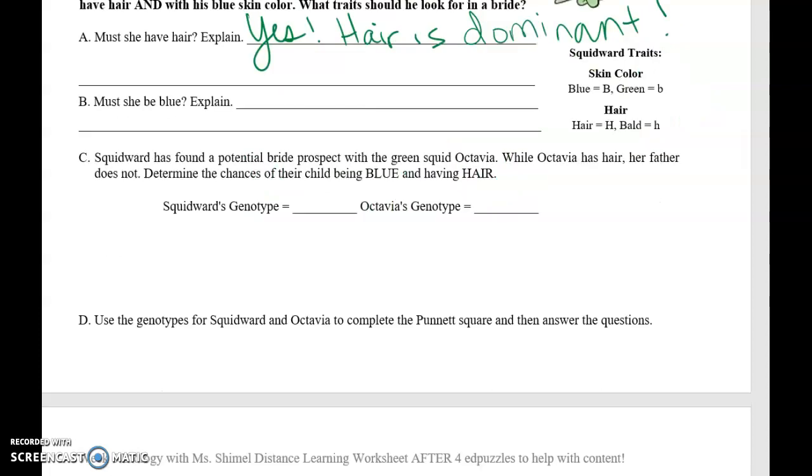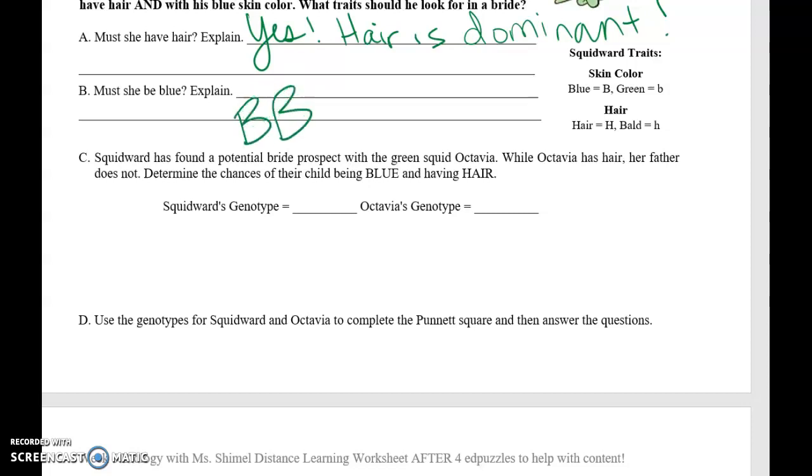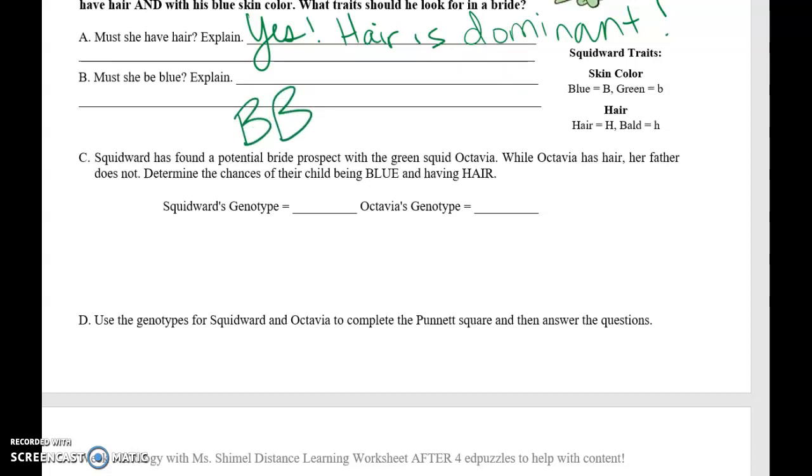I apologize because my crayon is not letting me write in the proper place at this time. But must she be blue? She does not have to be blue because Squidward is homozygous dominant. The only thing he can pass on in his sperm would be the big blue gene. So she can be blue or not. It doesn't make any difference. What really matters is if she is homozygous or heterozygous for having hair. She can't be bald like him. So Squidward has found a potential bride.